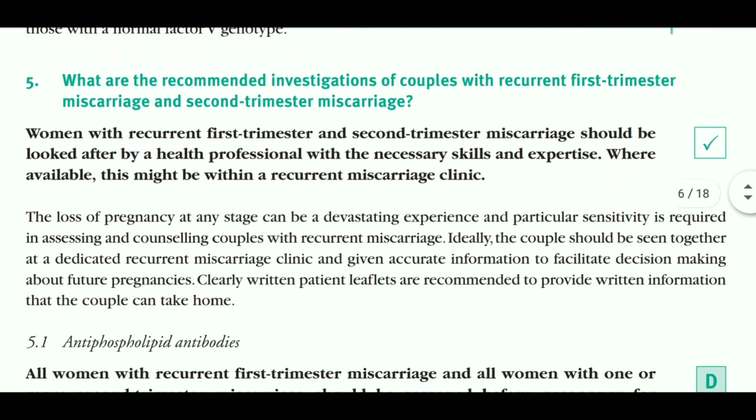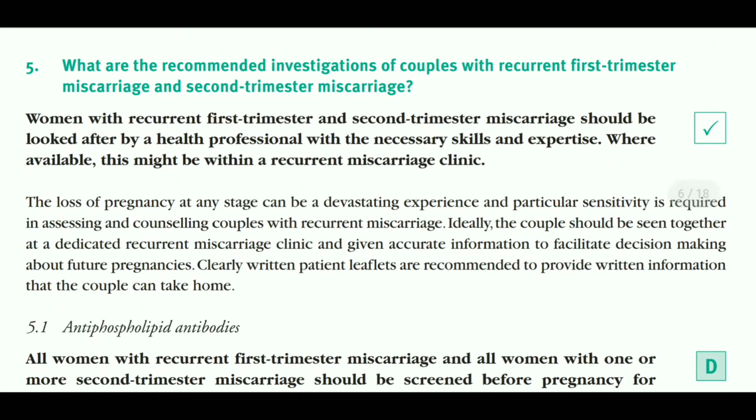Now, what are the recommended investigations of couples with recurrent first trimester and second trimester miscarriages? Women with recurrent first and second trimester miscarriages should be looked after by a healthcare professional with the necessary skills and expertise where available. This might be within the recurrent miscarriage clinic. The loss of a pregnancy at any stage can be a devastating experience, and particular sensitivity is required in assessing and counseling couples with recurrent miscarriages.